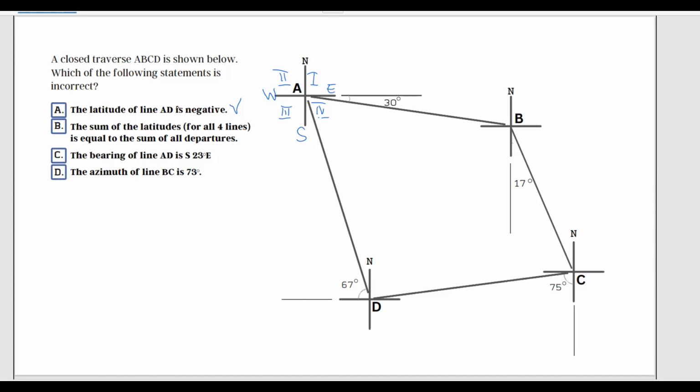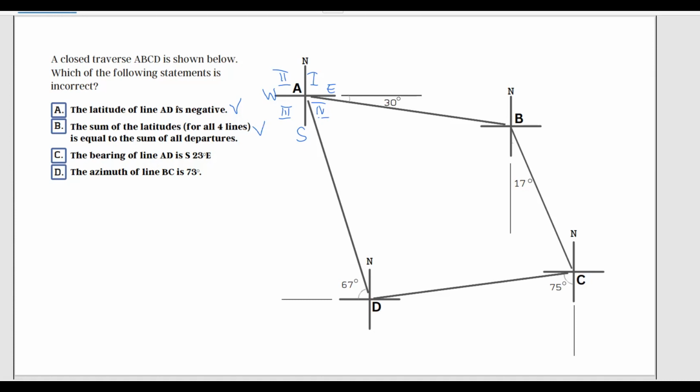Next, B says the sum of the latitudes for all 4 lines is equal to the sum of all departures. So what does that mean? We know that the sum of the latitudes for a perfectly closed traverse is 0. Same is true for the sum of all departures for a perfectly closed traverse: 0. So the sum of the latitudes is equal to the sum of all departures because they're both equal to 0. So this one is also correct.